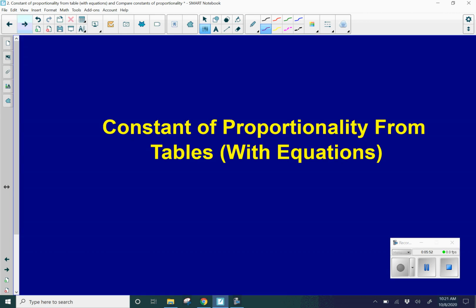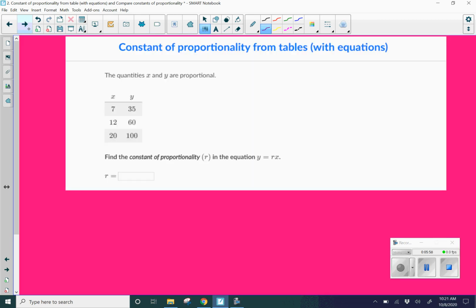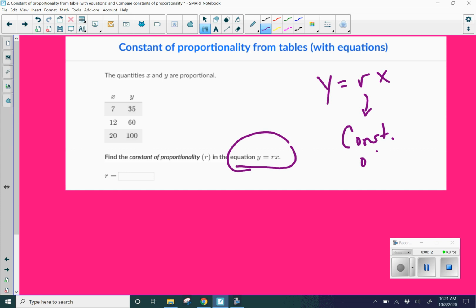Okay, moving along to the constant of proportionality from tables with equations. Well, this is where you're going to be using your constant of proportionality equation, okay? And we have our equation right here. It's y equals rx, where we know r represents our constant of proportionality. And x and y are your x coordinate and your y coordinate from your table. That's your data point. So in this case, they're just asking us to find the constant of proportionality, and we know that to find our constant of proportionality, we're just dividing y over x.